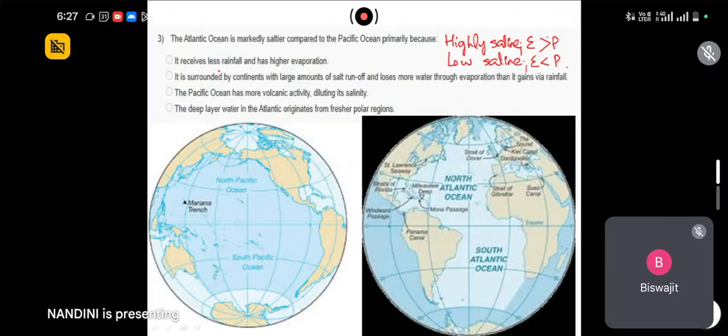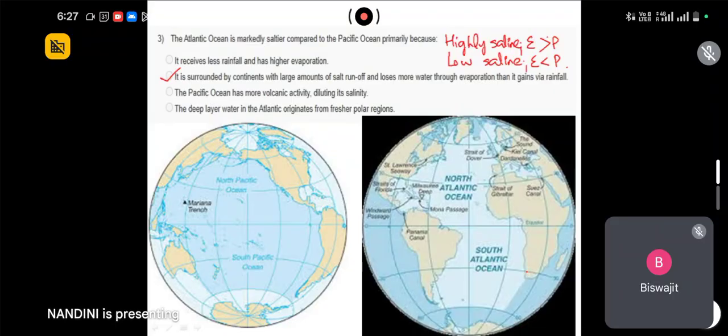And the second one: it is surrounded by continents with a large amount of salt runoff and loses more water through evaporation than it gains via rainfall. Yeah, the second one is correct. When you compare the Atlantic and the Pacific, you can see the Atlantic Ocean is mostly surrounded by continents. So due to the salt runoff from the land, the Atlantic Ocean is saltier than the Pacific Ocean.